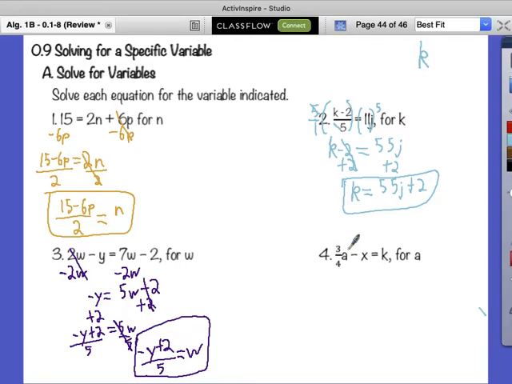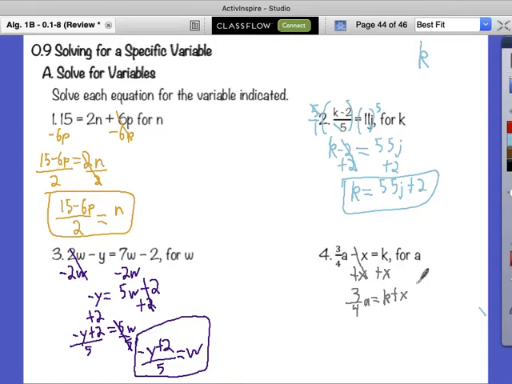3/4 A minus X equals K. We add what? Add X to both sides. Very good, Tucker. We'll do SADMAP. We'll add X to both sides. Negative X plus X is 0. 3/4 A equals, do we know what K plus X is? No, but we can write it. So 3/4 A is equal to K plus X.